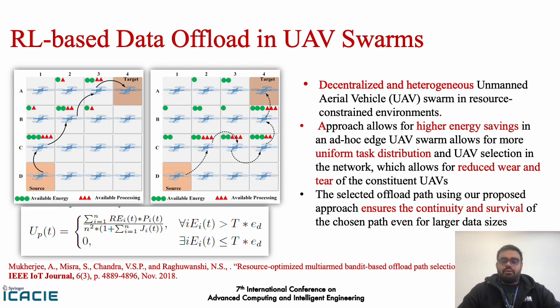Now, the approach allows for higher energy savings in an ad hoc edge UAV swarm, which also allows for more uniform task distribution and more uniform UAV selection in the network, which therefore allows for reduced wear and tear of the constituent UAVs in the network. The selected offload path using our proposed distributed strategy ensures the continuity and survival of the chosen path even for larger data sizes. So if you're offloading larger data using our proposed method, those larger data sizes can also be accommodated quite reliably.